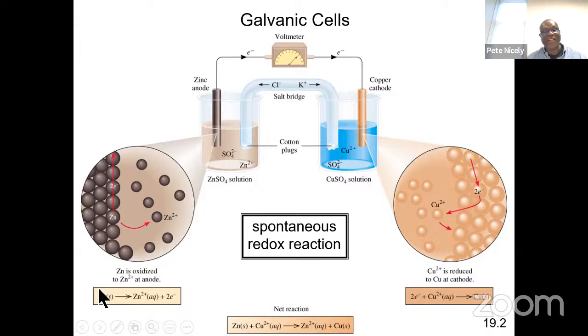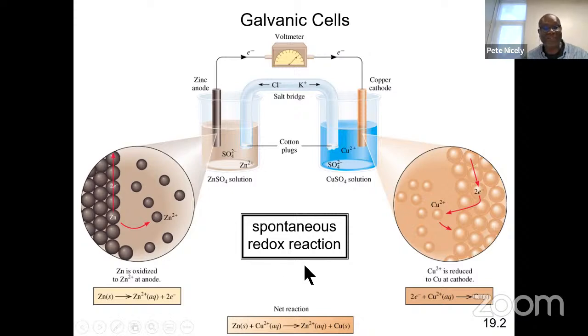So we can write half equations representing what is happening in each beaker, and then the net equation, of course, is the sum of this equation and this equation, which will be this equation right here. So this is basically the equation describing the overall redox reaction that is taking place, all right? So that's basically one of the simplest examples of what we call a galvanic cell.